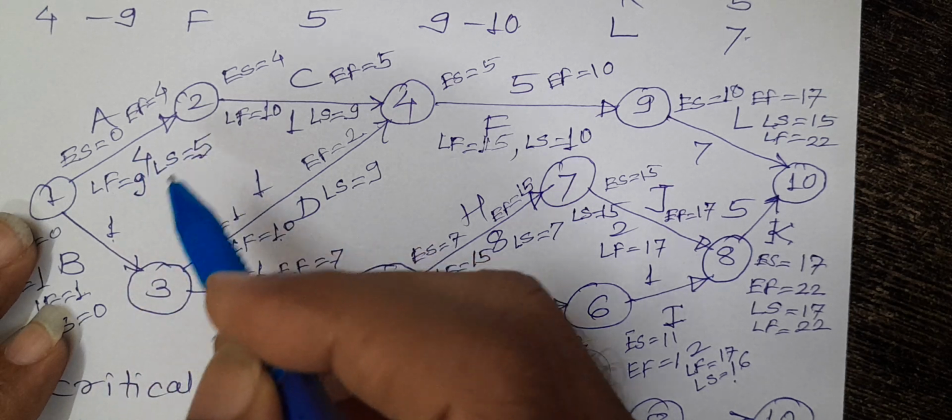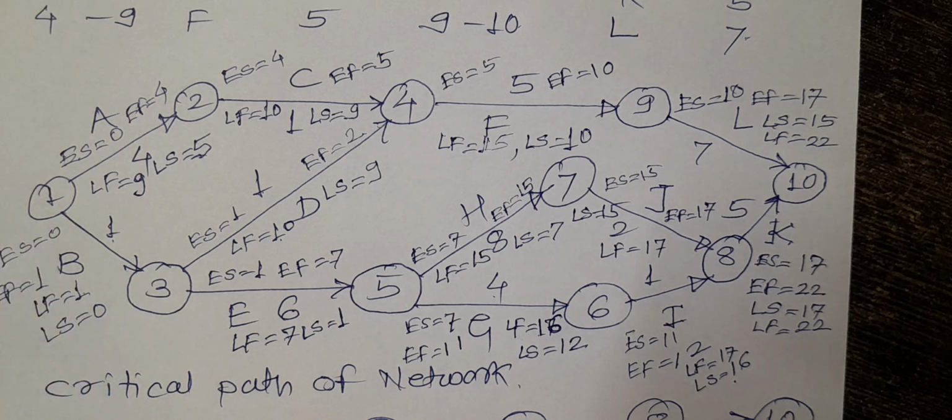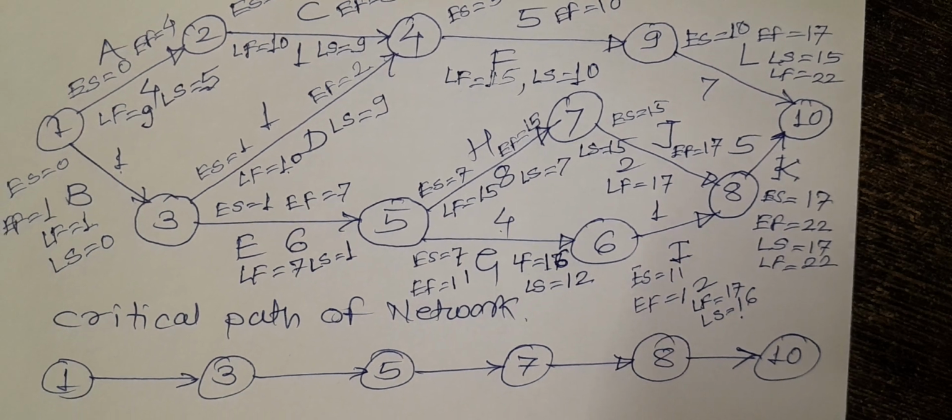So in this way we can find the earliest time and latest time for the given network, and the critical path of the network is this.